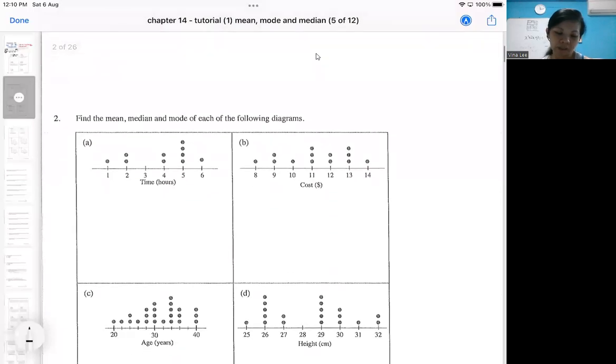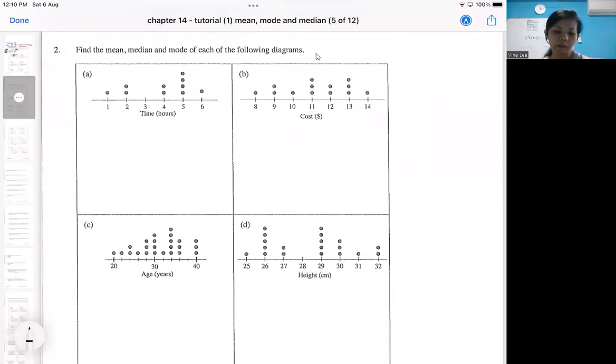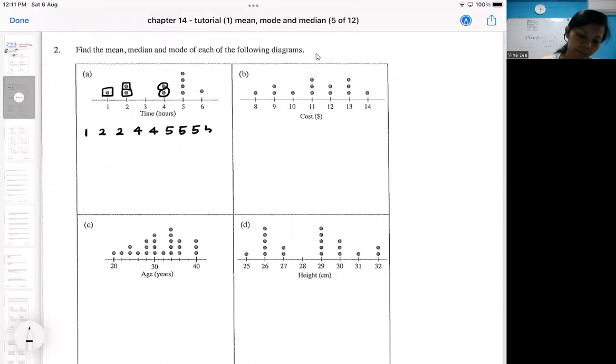So what if it comes to a stem and leaf? Actually, when it comes to a stem and leaf, it becomes easier because they arrange for you already. For example, this is 1 dot, 1 hour. There are 2 dots here, which means it's 2, 2. We don't have any dots at 3. We've got 2 dots at 4, and 4 dots at 5, and 1 dot at 6. So essentially a stem and leaf is already arranged for you.